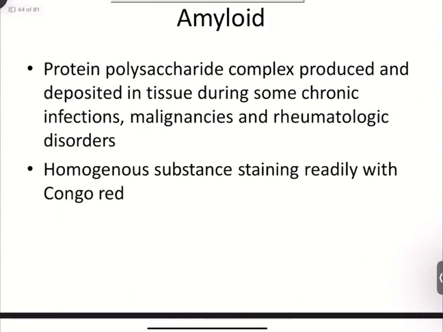Next is your amyloid. So for your amyloid, protein polysaccharides complex produced and deposited in the tissue during some chronic infections, malignancies, and rheumatologic disorders. No? Homogeneous substances staining readily with your Congo red. So your amyloid can be stained by your Congo red. It correlates also with your tumors or cancers. Okay, this can be also used as a cancer marker, but not specific with any cancer disease.